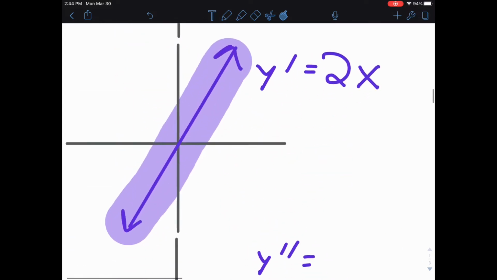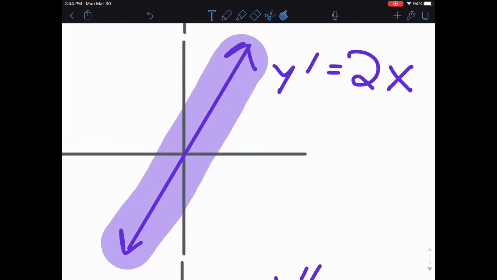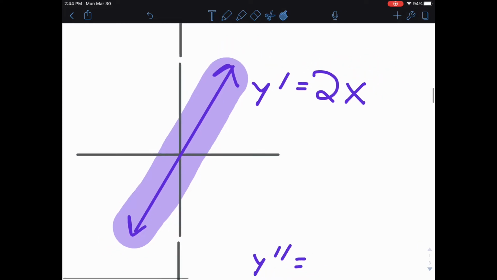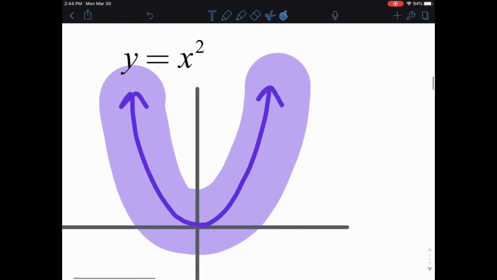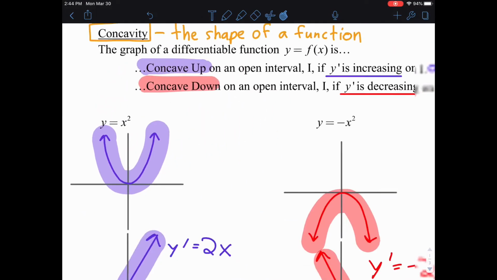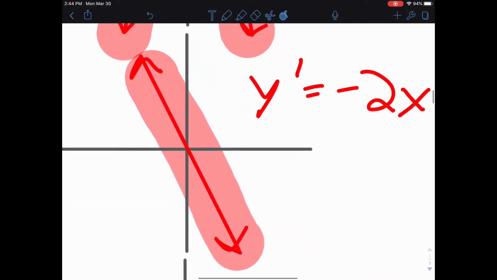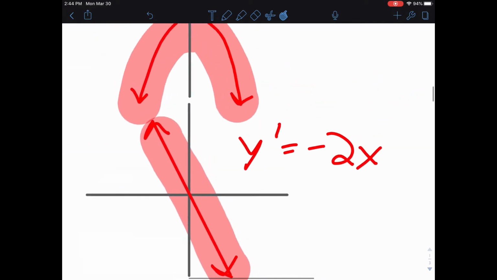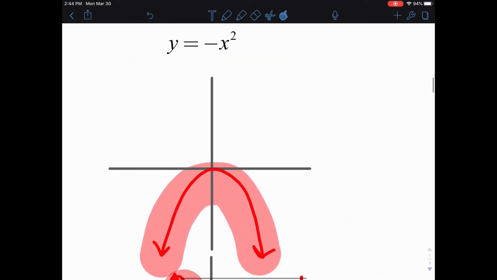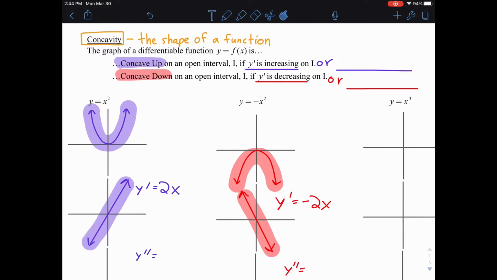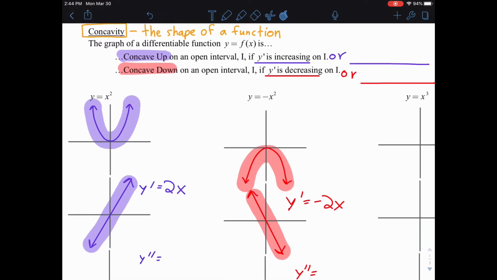I'm looking at where its derivative increases. Y prime is always increasing, and that's how we get that half pipe shape for y equals x squared, and the vice versa for y equals negative x squared. I don't look at where this function increases or decreases. I look at y prime, see that it's always decreasing, and so I can say that y is always going to be concave down, kind of like an upside down half pipe, okay?